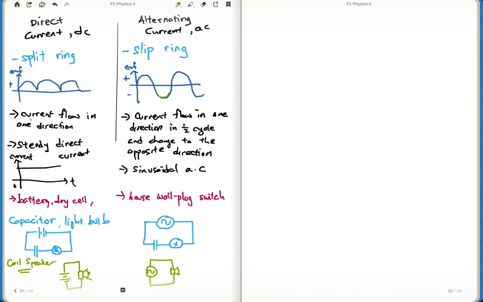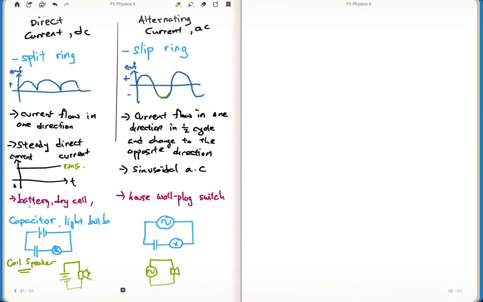So to put it in a word, for direct current, current flows in one direction only, always positive or negative, depending on how you connect them. Whereas for alternating current, current flows in one direction in the first half cycle and changes to the opposite direction during the second half cycle. In some books, it is called sinusoidal alternating current, and steady direct current, meaning you have a flat line, the average number, or what we call the RMS, root mean square value.